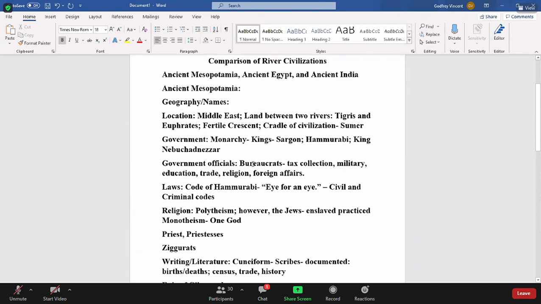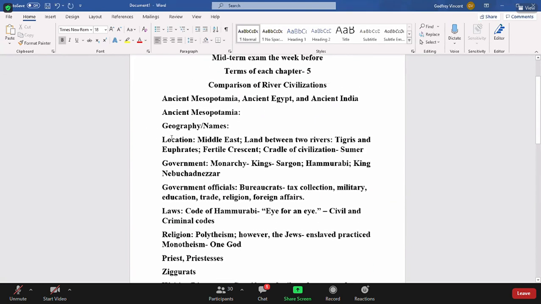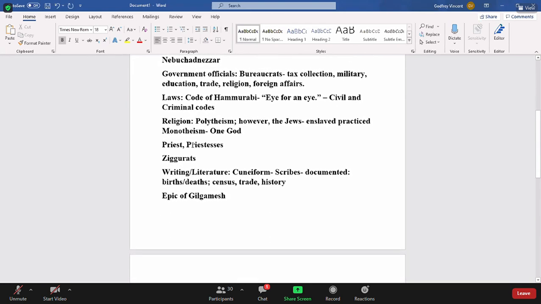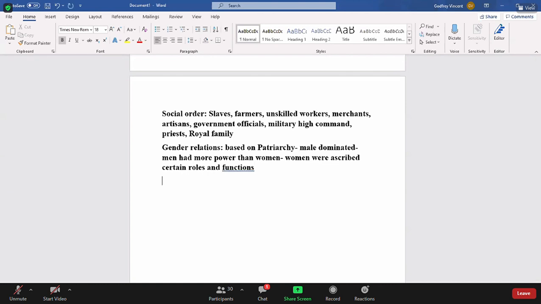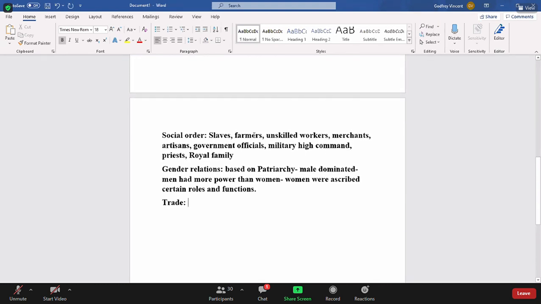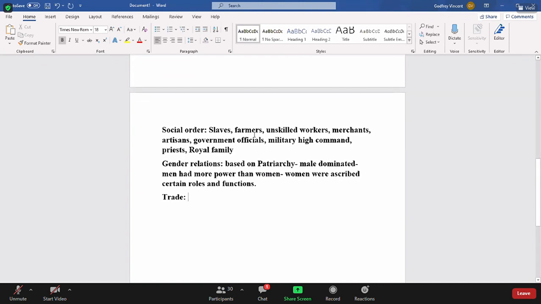What else do we have? We have geography, government, laws, religion, writing and literature, social order, gender relations. We could talk about trade. What did they trade and who did they trade with? The ancient Mesopotamians traded with Persia. They traded with Egypt. They traded with India and other parts of the Middle East.